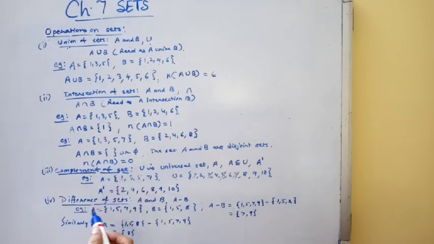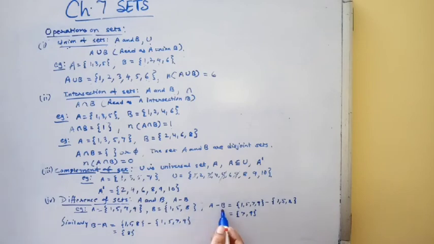Now next is difference of sets. If A and B are two sets, then the difference A minus B is the set of all those elements of A which are not in B. Now let us take one example to make clear what the difference of sets is. Set A equals 1, 5, 7, 9 and set B equals 1, 5, 8.